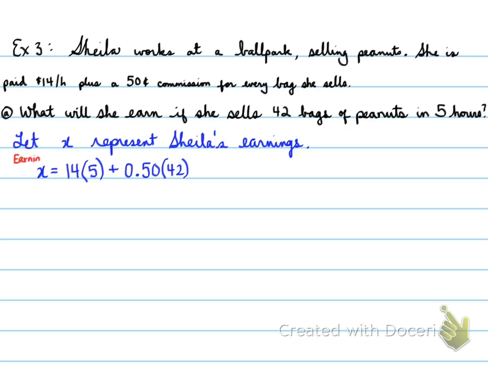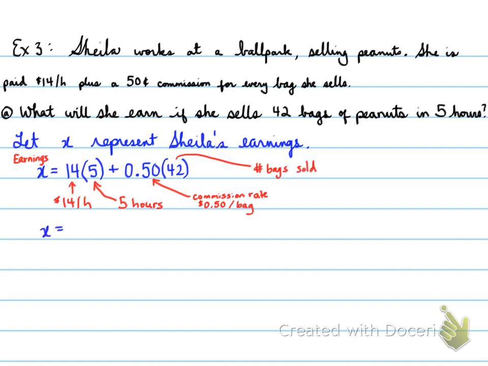So earnings is X, and we will just go through each piece so you understand how we got each piece. She makes $14 per hour. The 5 represents how many hours she worked. Okay, so 5 hours that she worked. And then the 50 cents represents commission per bag, so commission rate of 50 cents per bag. And 42 represents the number of bags sold. All right, so this is how the equation came by. You do not have to explain where this equation came from, unless the question asks for it. But here what I'm showing you is how each part came to fruition based on what was read up here.